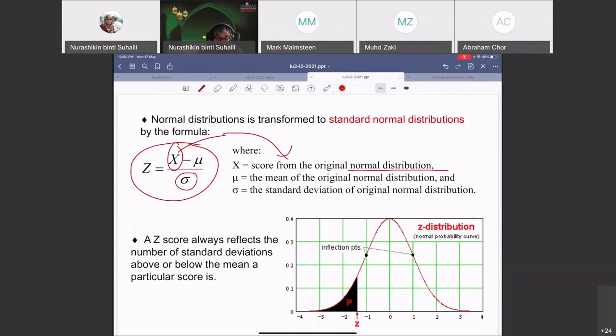Sigma, and this is mu. I normally call the name of the symbol, but you should know what it means. Okay, so that's how you transform any X value into Z. And once you transform it into a Z value, and only then, you can use the Z table.